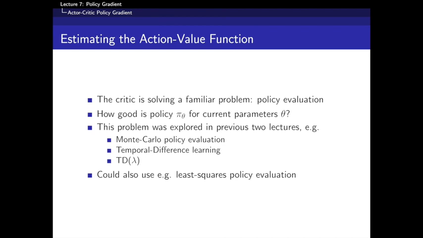So a way to understand this is we want to say, how good is this current policy pi u for our current parameters u? We want to know how good is that thing. And so we can use everything we've learned so far: Monte Carlo policy evaluation, temporal difference learning, TD lambda, pick your favorite policy evaluation algorithm, least squares, temporal difference learning, anything you like, throw it into the pot, get an estimate of your action value function, and use that to adjust your actor.